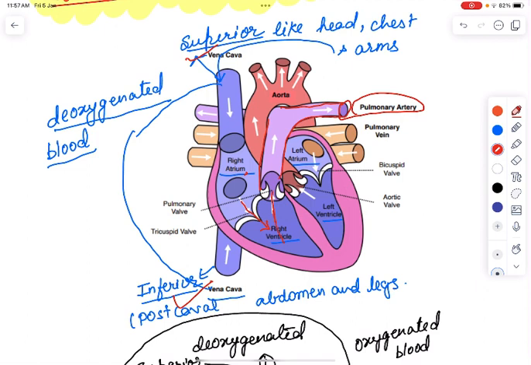So this deoxygenated blood will move to pulmonary artery here. It will go to the lungs. So pulmonary artery क्या होगा? ये कैरी करेगा. We have studied that all arteries carry oxygenated blood. The arteries will carry oxygenated blood and veins will carry deoxygenated blood. But in the heart, this pulmonary artery will carry the deoxygenated blood from the right ventricle to the lungs.